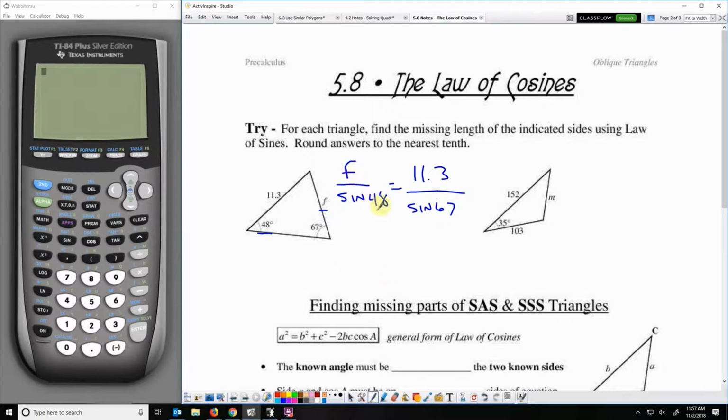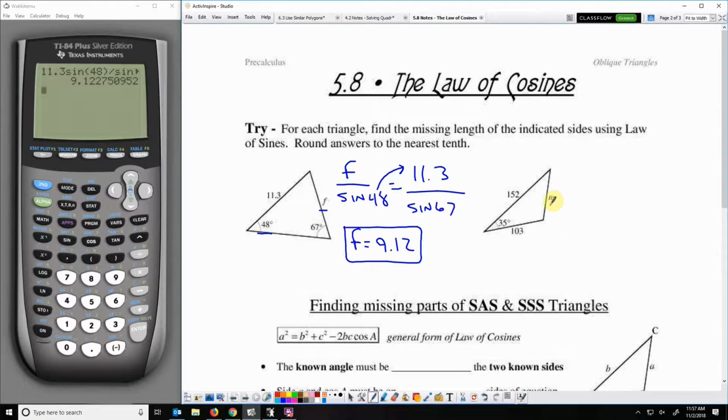Okay, so if I want to get f by itself, I just have to take this and multiply it to the other side. So I've got 11.3 times sine of 48 divided by sine 67. Okay, so I get 9.12. So there's my value of f.